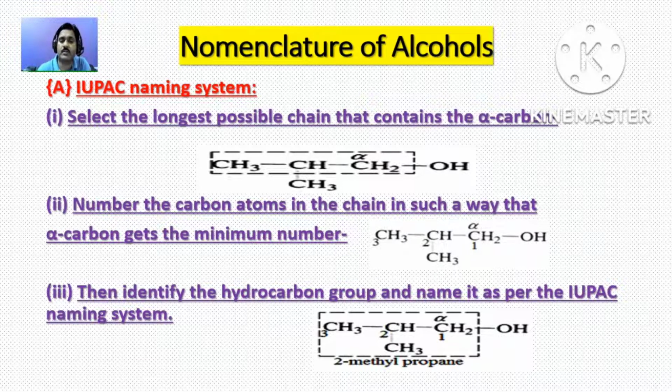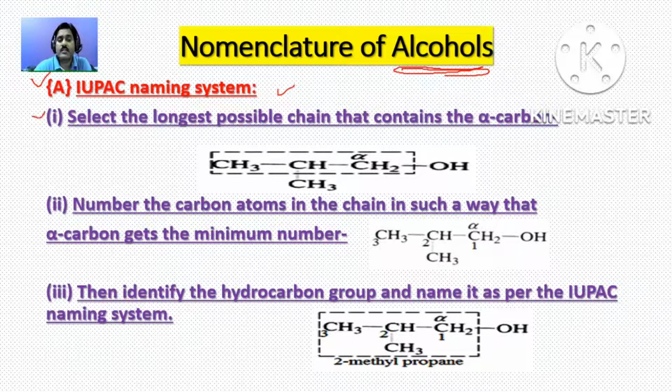Nomenclature of alcohols. There are two methods by which we can give names to compounds in chemistry. One is the IUPAC naming system and another is the common naming system. The IUPAC naming system is very important. There are some rules by which we can name alcohols according to IUPAC. Let's see what these rules are and how we can name alcohols.